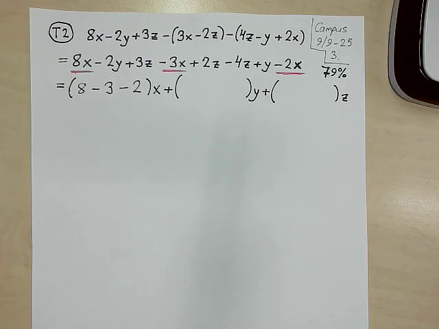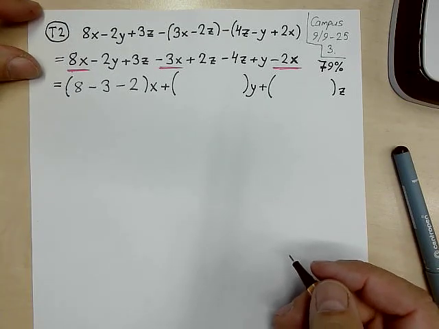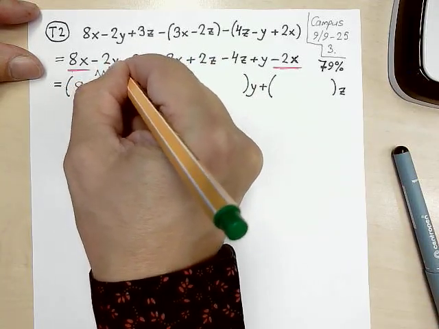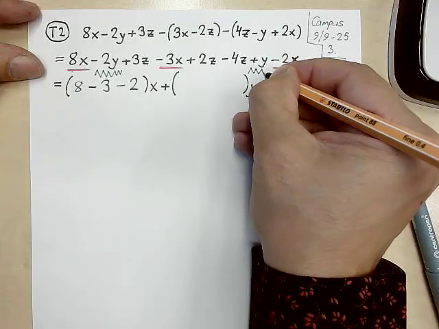8, -3 and -2. And then we have the y letters. I will put this kind of sign there. There is y, and here is y, or y.